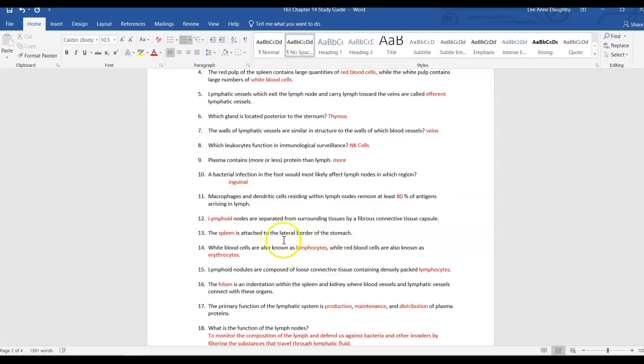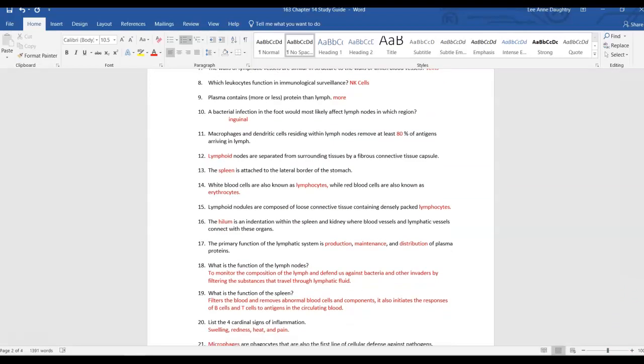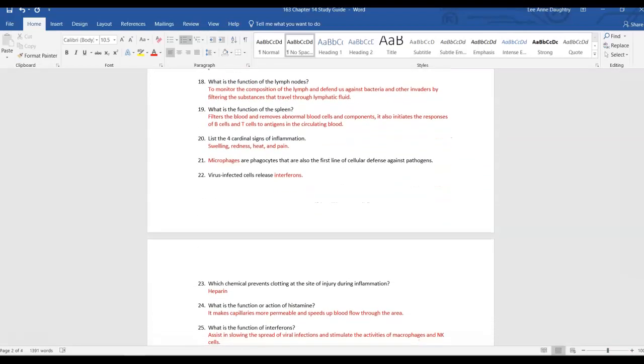Let's see. These are correct. 14 lymphocytes, erythrocytes. 15 and 16 are correct. 17 is correct. Yeah, so 18 lymph nodes filter lymph, and the spleen filters blood.